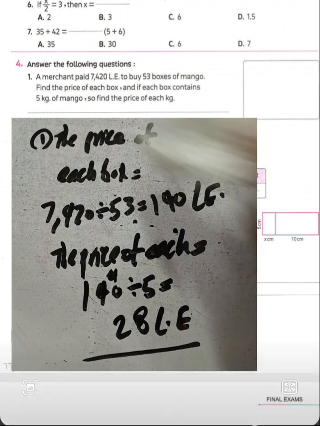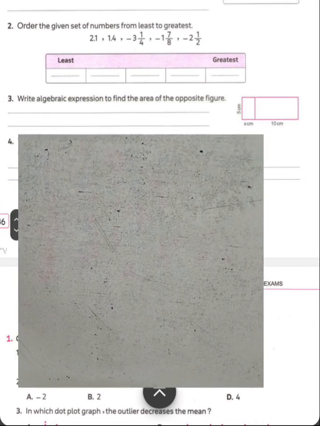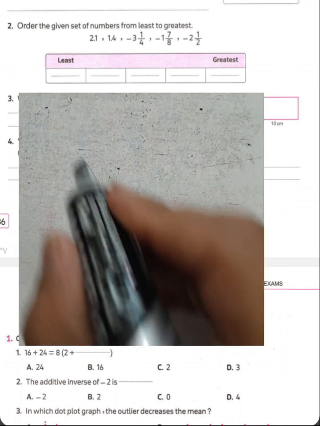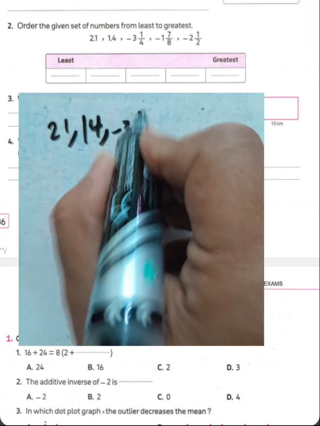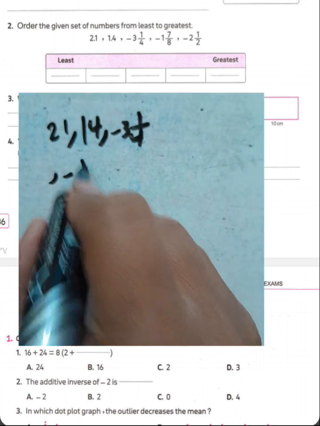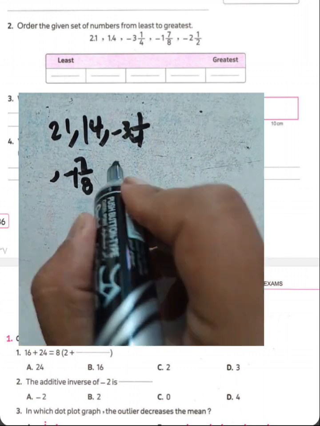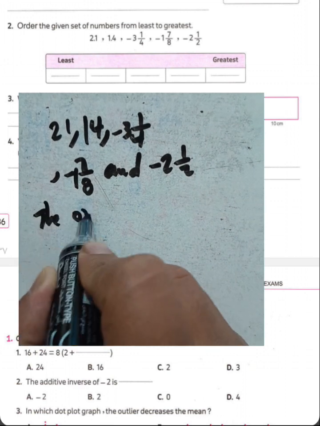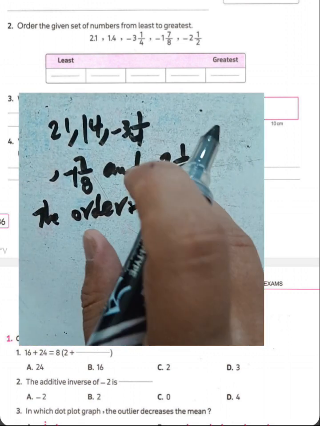Okay, next question. Number 2, order the given set of numbers from least to greatest. We must arrange all numbers here by writing the least common multiple of the two denominators, or you can write the negative numbers first. We have 2.1 and 1.4 and negative 3 1 over 4 and negative 1 7 over 8 and last one negative 2 and a half. We can find the order by writing the least common multiple of the two denominators here, 8 and 4.